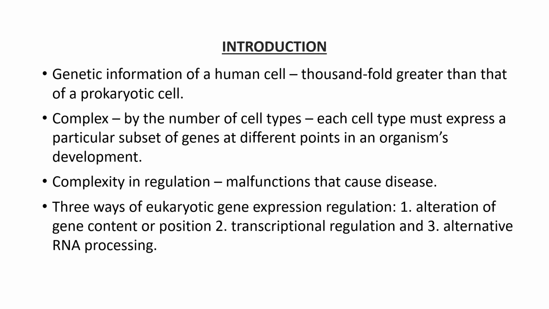There are three ways in which eukaryotic gene expression can be regulated. Number one is alteration of gene content or position. Number two is transcriptional regulation. And number three is alternative RNA processing. So, all of this will occur at the level of DNA replication, or at the level of transcription, or at the level of post-transcriptional modification, and also at the level of translation.